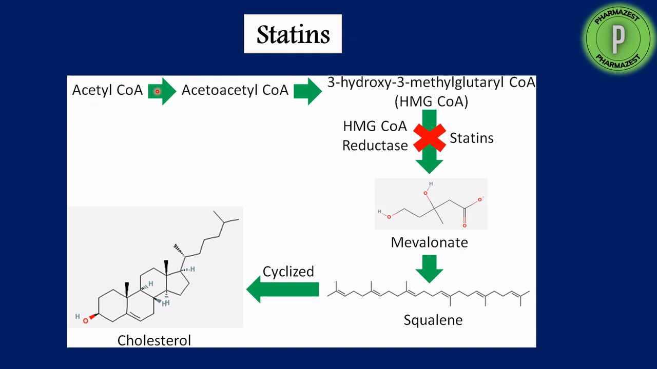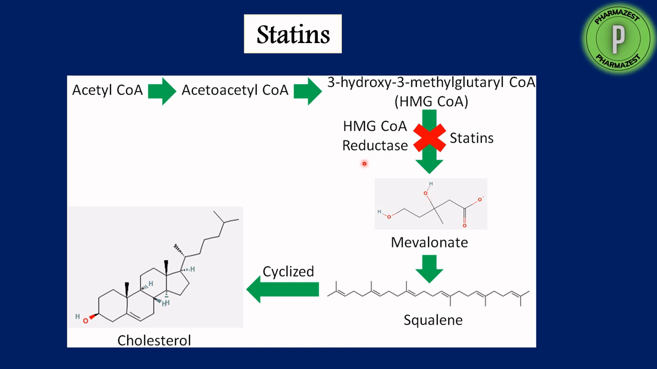The cycle starts with the acetyl-CoA which is present in the body. This acetyl-CoA is converted into acetoacetyl-CoA, which is further converted into HMG-CoA. HMG-CoA is nothing but 3-hydroxy 3-methyl-glutaryl-CoA, so shortly known as HMG-CoA. This HMG-CoA is converted into mevalonate, and this mevalonate is ultimately responsible for the synthesis of cholesterol. So this step is the main step, that is the synthesis of mevalonate from HMG-CoA.